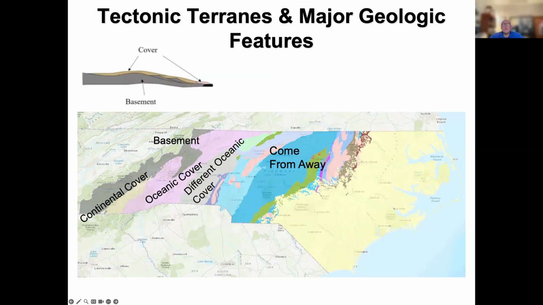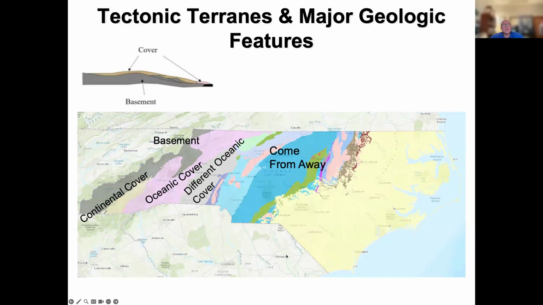And that's what's exposed at the surface. There are other rocks beneath that, but there's continental cover on the surface. And what should be underneath that is the basement. And we're lucky enough to see that basement in a large part of the northwestern part of North Carolina. So you can see I've got that word basement there.